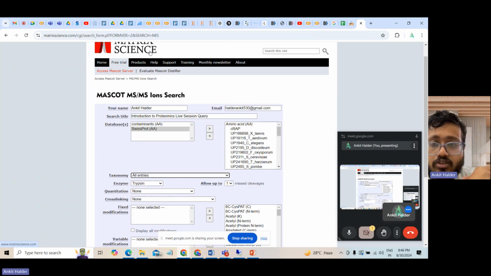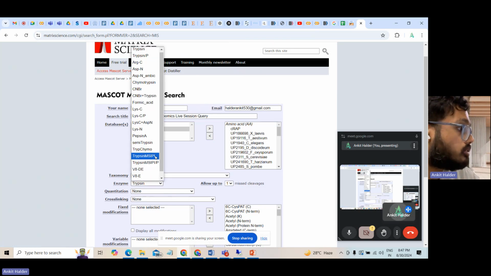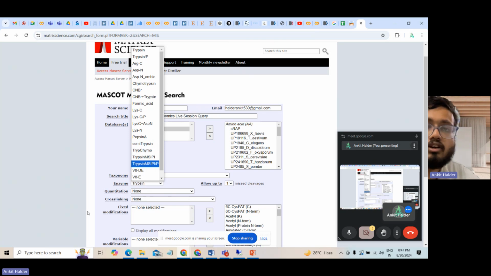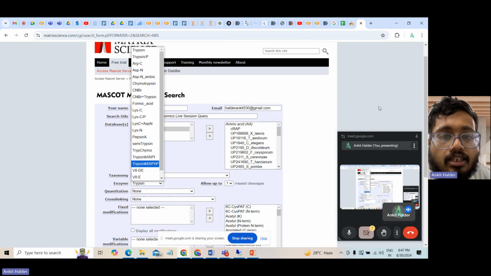We are not sure which organism it is, so we won't take the risk and we will search all the entries present in the Swiss-Prot database. So we are adding taxonomy as all species. Then the enzymes: we can add all those proteases which can be used, or used in a combination, like you can see Lys-C plus SPN, CNBr plus trypsin, chymotrypsin, trypsin P, trypsin, etc.